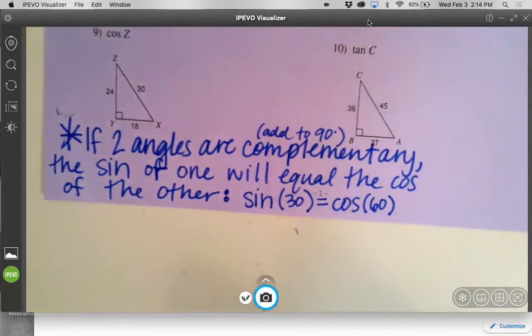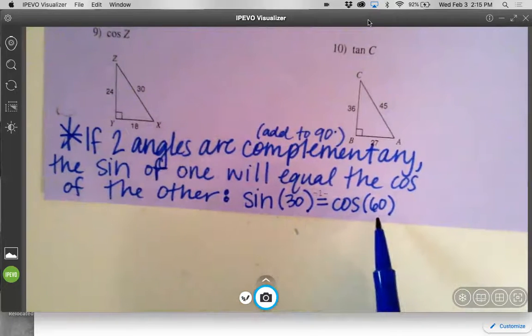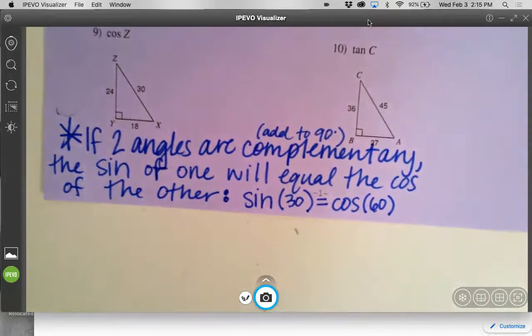It's all right. So the sine of 30 would equal the cosine of 60. And the sine of 60 would equal the cosine of 30. And you could do that with any two numbers that add up to 90. You could do it with 45 and 45. You could do it with 50 and 40. You could actually even do it with 100 and negative 10, stuff like that. As long as those two numbers add up to 90, that statement will be true. The sine of one will equal the cosine of the other and vice versa.